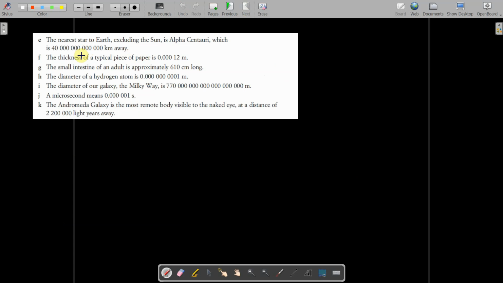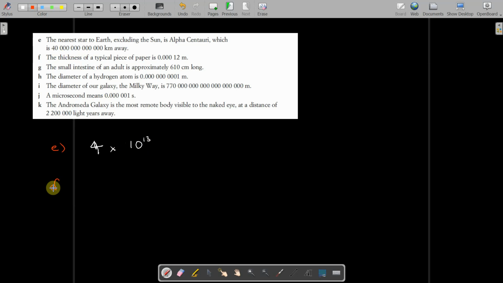All right, let's do just a couple of these. Part E, the nearest star to Earth, excluding the Sun, is Alpha Centauri, which is a long way away. 4 with 3, 6, 9, 12, 13 zeros. So take the significant figure as only one of them. And there's a decimal point back in here, just after the 4. Now to move it back. 1, 2, 3, 4, 5, 6, 7, 8, 9, 10, 11, 12, 13. So that is the same as that.